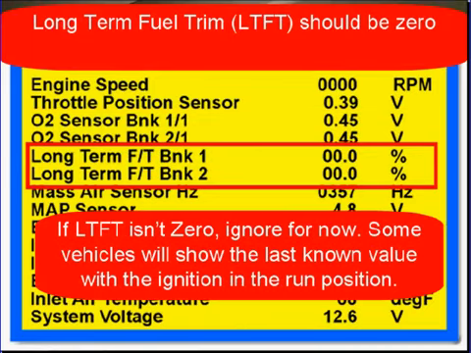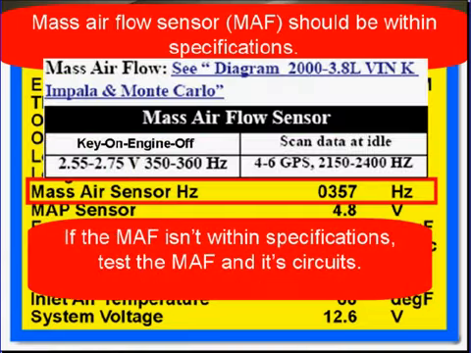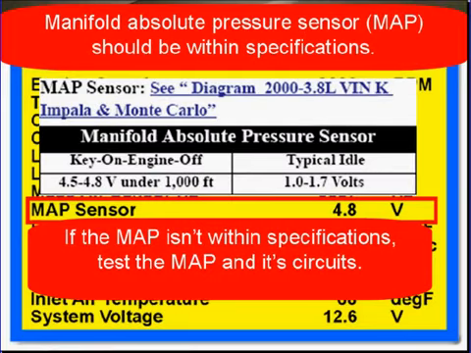Long-term fuel trim should be 0. If long-term fuel trim isn't 0, ignore it for now. Some vehicles won't show 0 until the engine is cranked. Mass airflow should be within specifications. If it isn't, test the MAF and its circuits. MAP should be within specifications. If it isn't, you're going to have to test the MAP and its circuits.